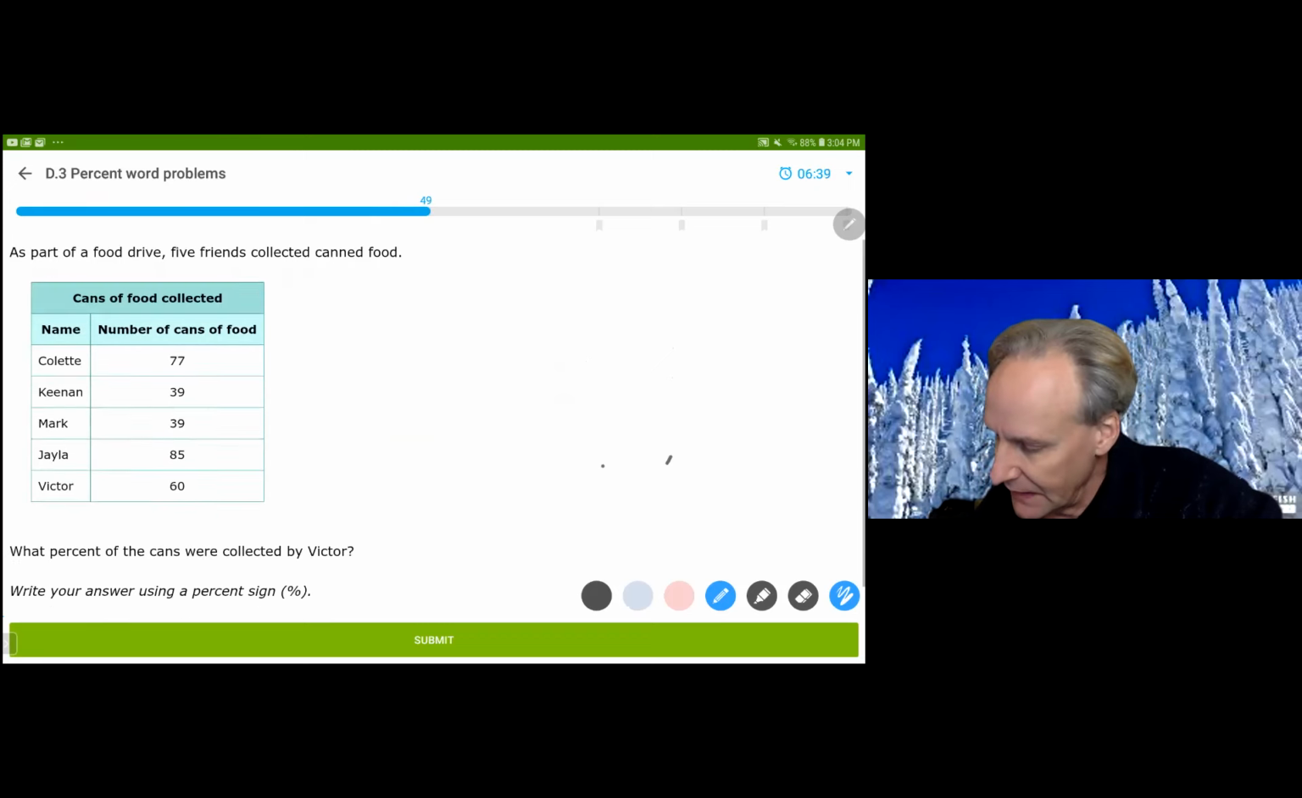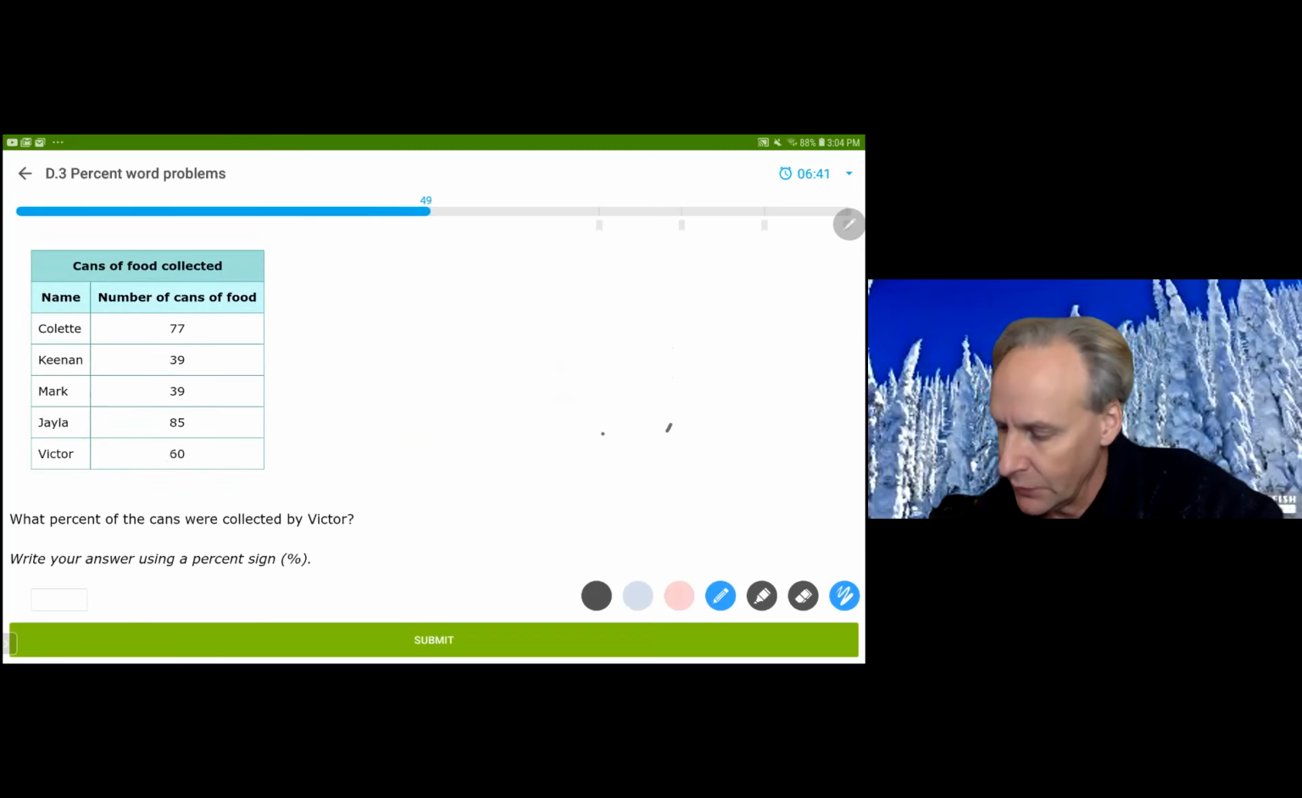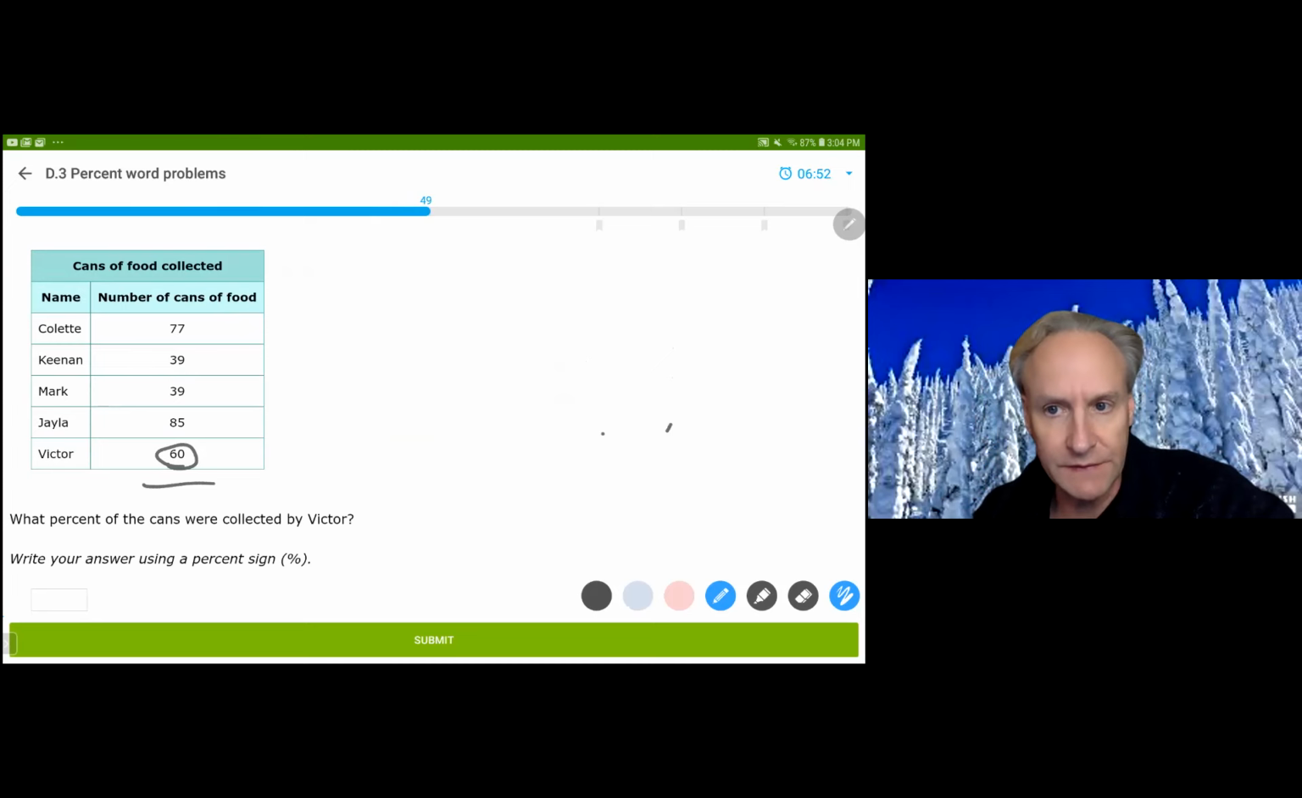What percentage of the cans were collected by Victor? Well, Victor collected 60, but we have to add up all the other cans to know what percentage it is. Well, you have to do a sum here. And what I'm going to do is use the count up system for this.